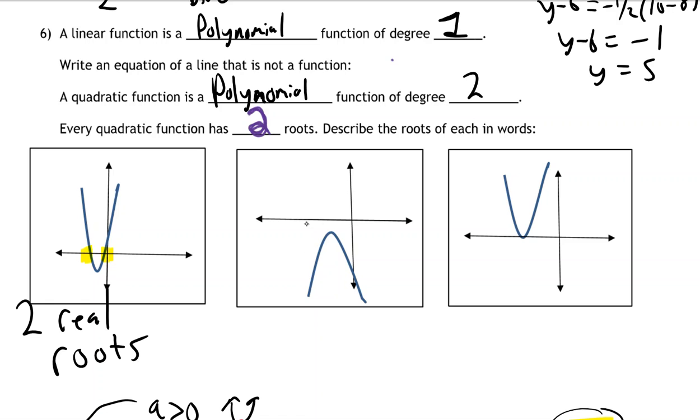If you have no x-intercepts, then you have no real roots. That means that the roots are things with i in there, like 3 plus 5i, 3 minus 5i, something like that. There's nowhere on the x-axis where there's 3 plus 5i or 3 minus 5i, so it doesn't get to hit the x-axis.